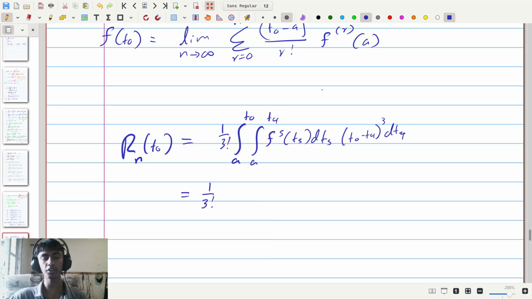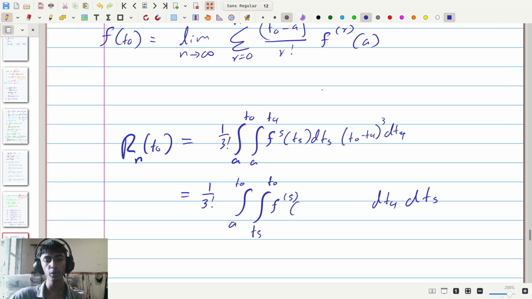1 divided by 3 factorial times the integral as t5 goes from a to t0 times the integral as t4 goes from t5's current value to t0 of the stuff on the inside, which was the fifth derivative evaluated at t5 times this thing right here, which is t0 minus t4 cubed. So this is what we need to find.